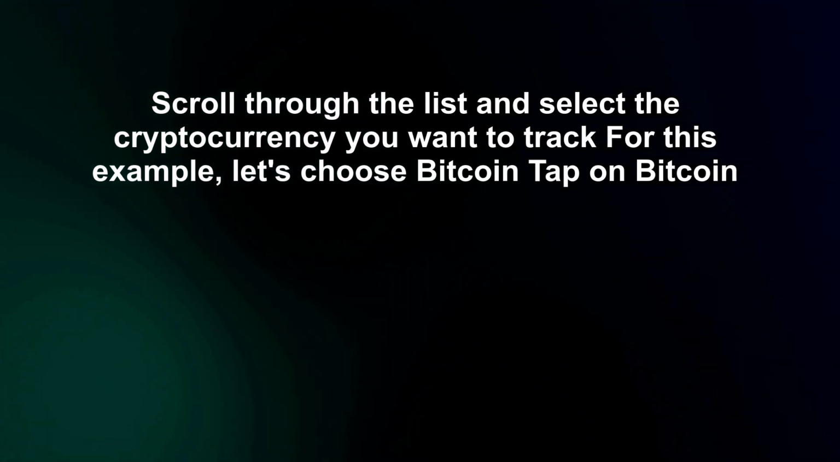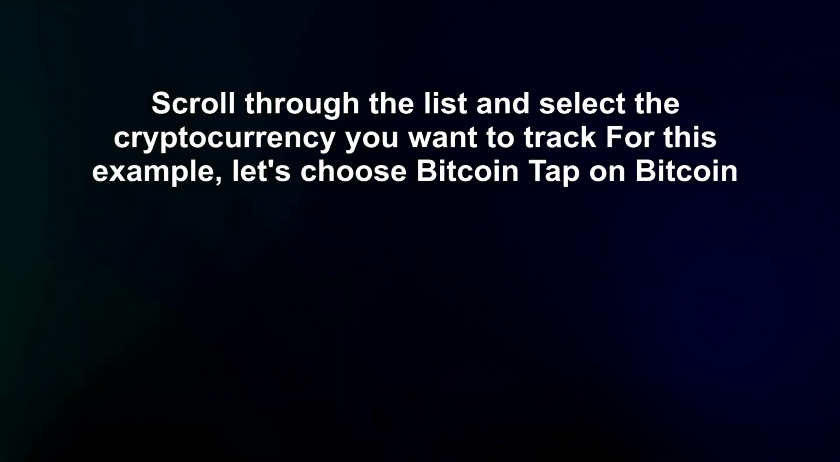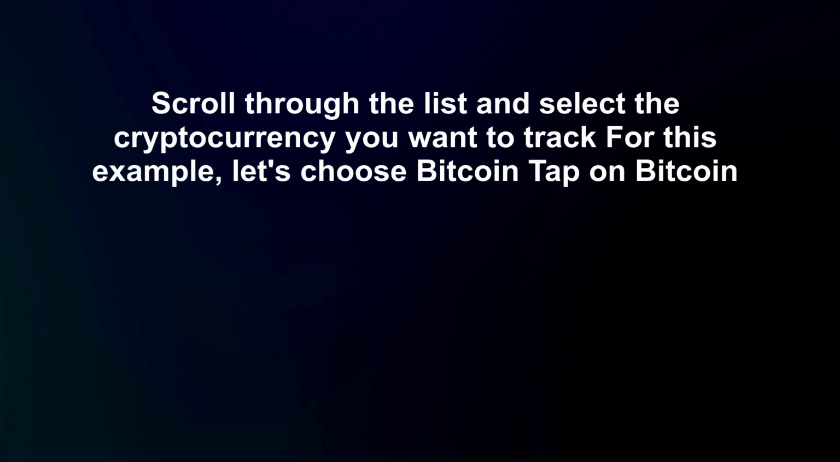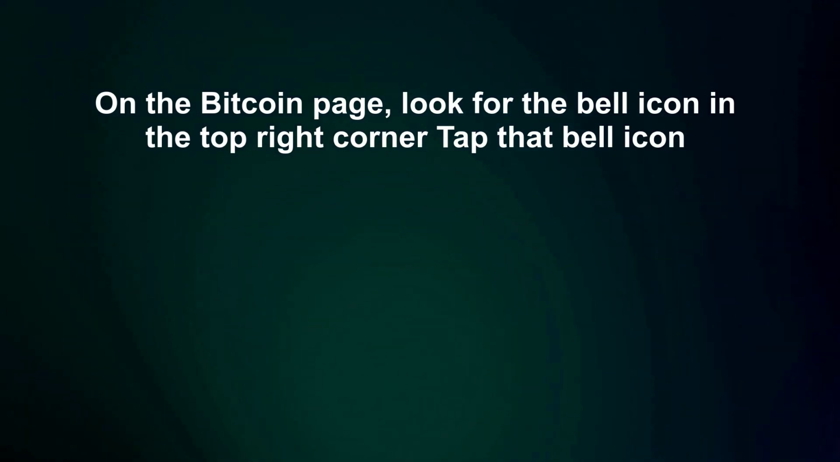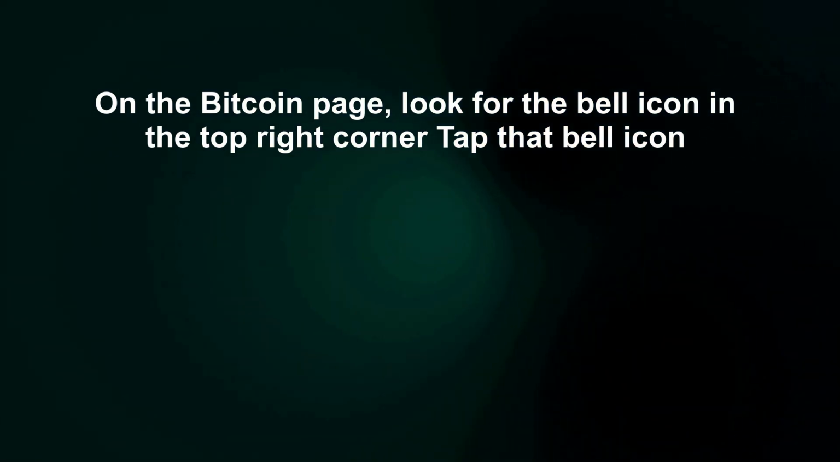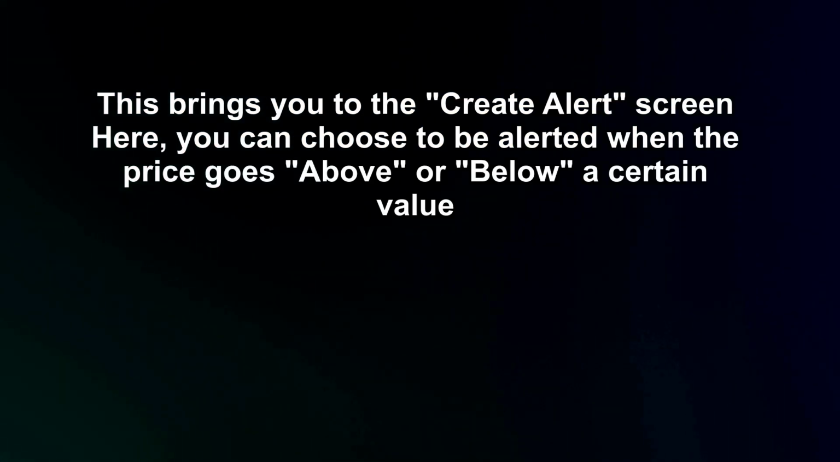Scroll through the list and select the cryptocurrency you want to track. For this example, let's choose Bitcoin. Tap on Bitcoin. On the Bitcoin page, look for the bell icon. In the top right corner, tap that bell icon. This brings you to the Create Alert screen.